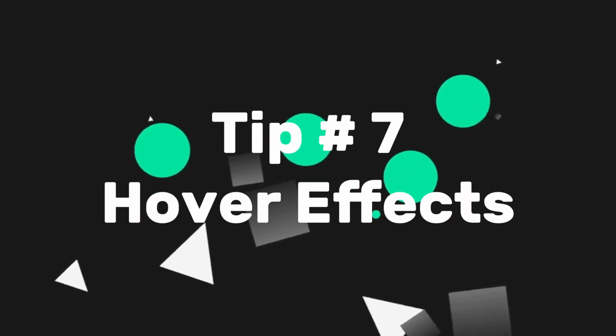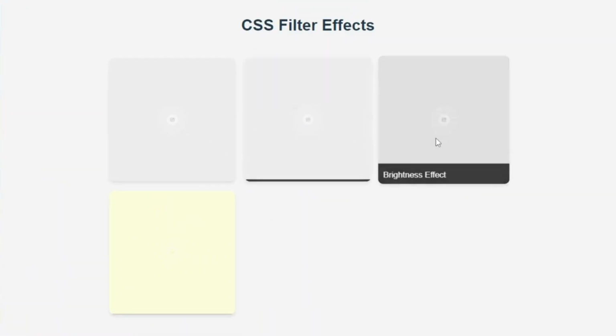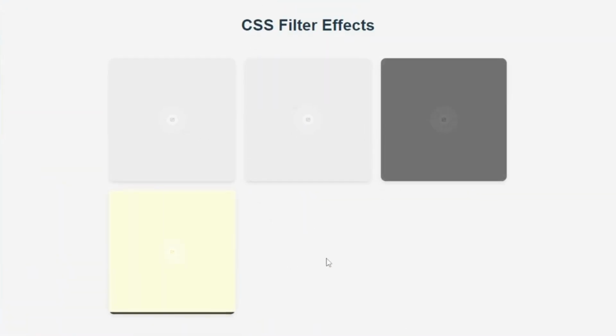Tip number 7. Hover effects. CSS filter effects like grayscale, blur, and brightness can be used to modify elements when hovered over. For instance, turning an image from black and white to color or changing its brightness makes interactions more engaging. It's a simple but effective way to improve user experience without JavaScript.